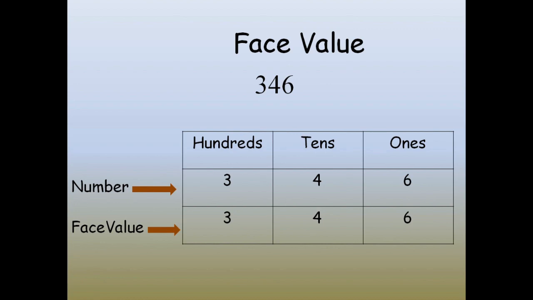But the face value of a digit is the same as the digit itself, irrespective of where it comes in the place value chart. So, the face value of digit 3 is 3 only. The face value of digit 4 is 4 only. And the face value of digit 6 is 6 only.